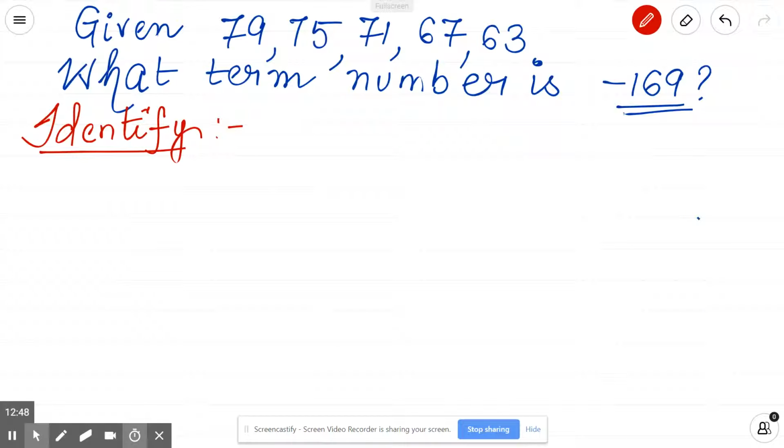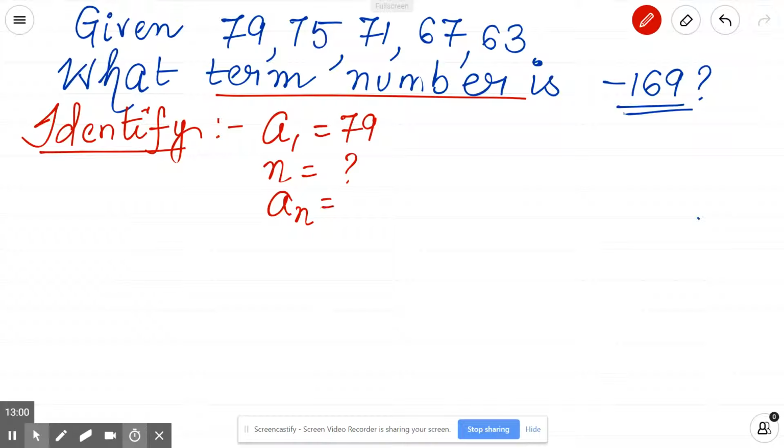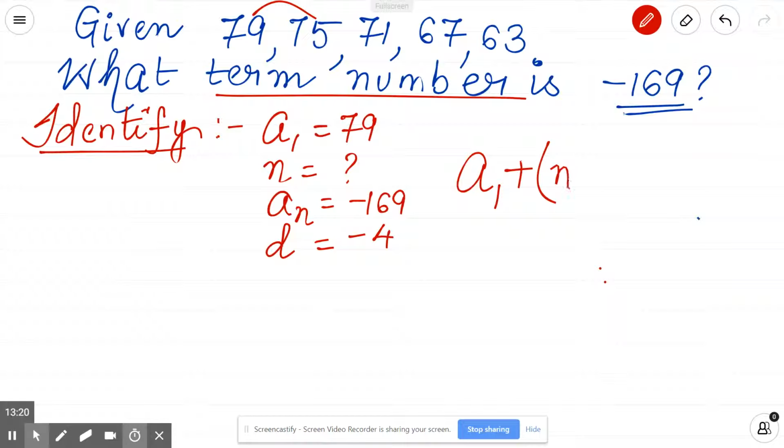So by identify means all that information is given to us. A1 is 79 here. N is something we don't know because they're asking what is the term number. AN, this is the term. We don't know what number it is, but it is negative 169. And D is the common difference. And as you can see, I'm subtracting 4 every time to get to the next term. So that's minus 4. And N is what I'm calculating. Remember the formula? Let's write the formula again over here. A1 plus N minus 1 times D.